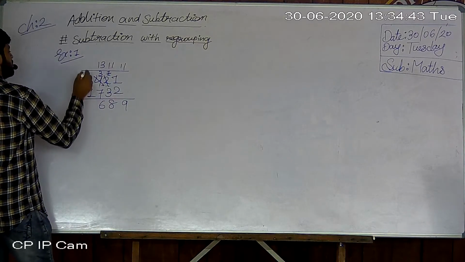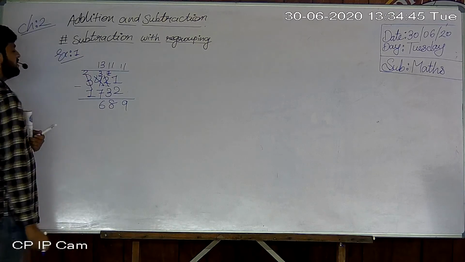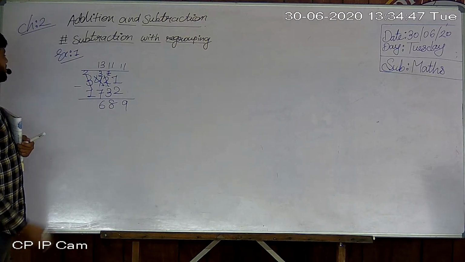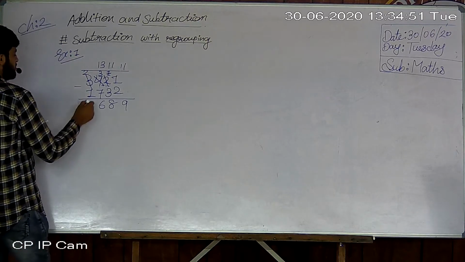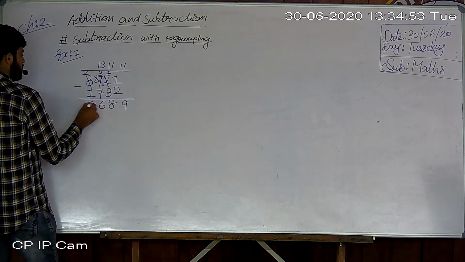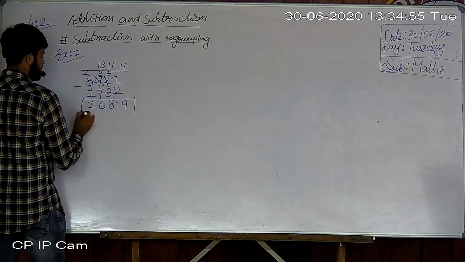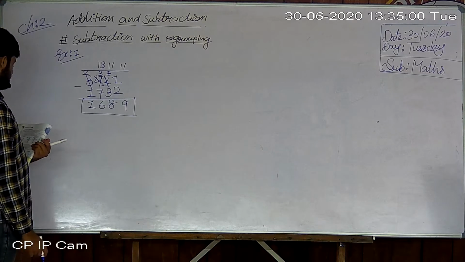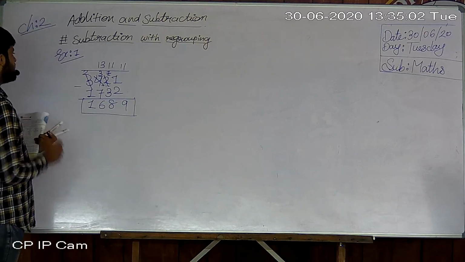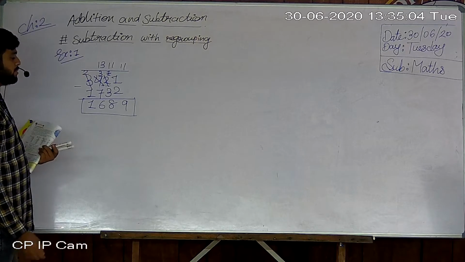So 3, which digit do we put? A smaller one. So 2 minus 1 is possible. So 1. So the answer is what? 1689. 1689 is our answer. I hope you understood.